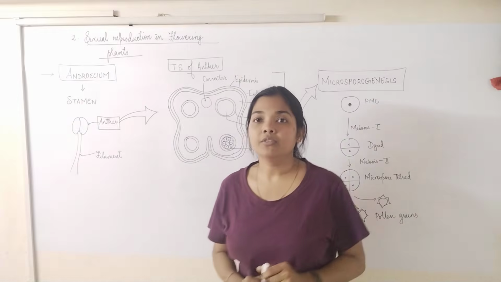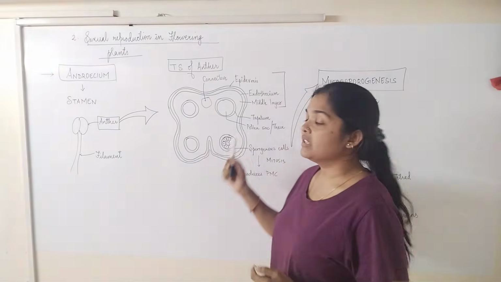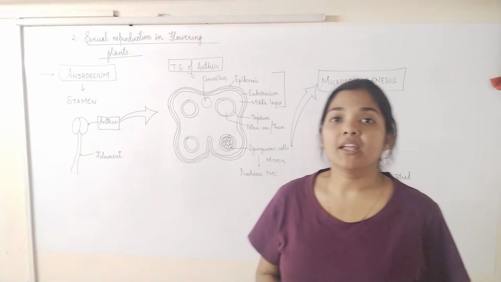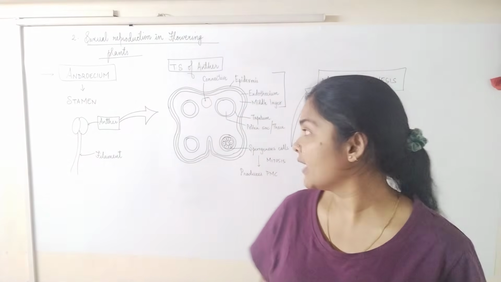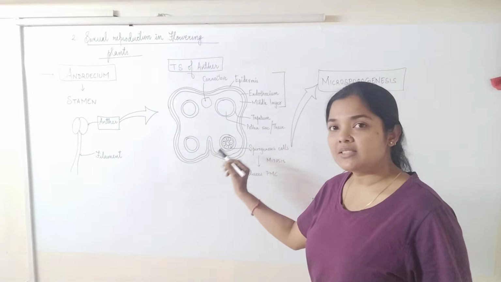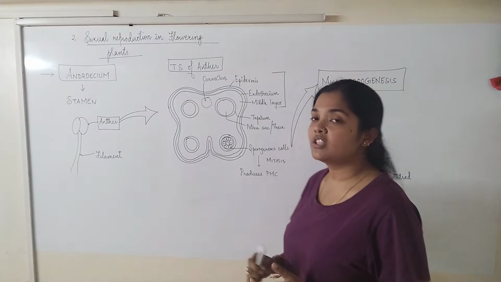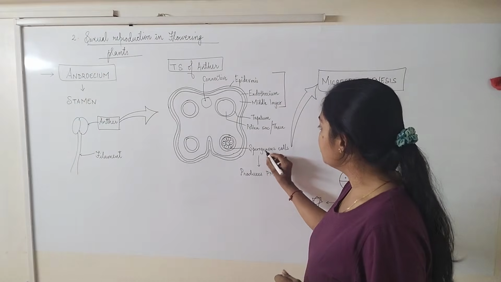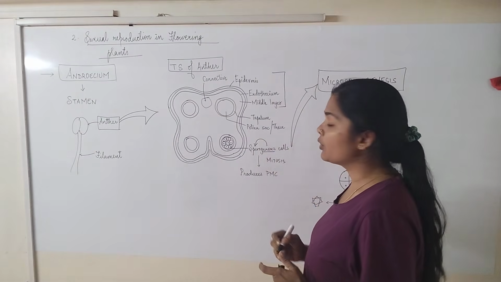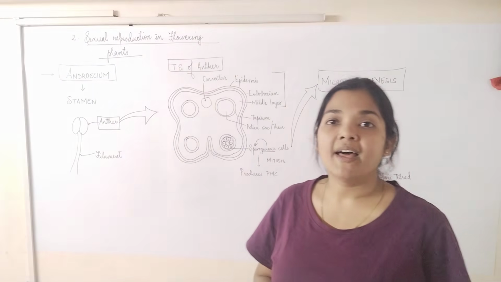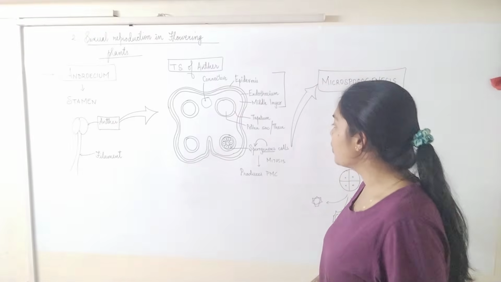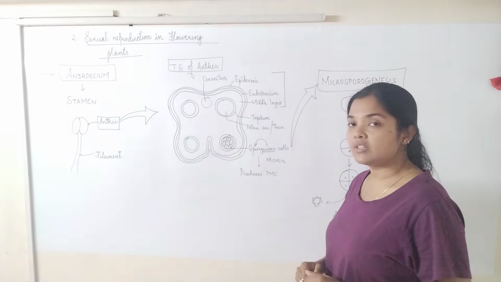Tapetum has an important role to play. The tapetum is the innermost layer surrounding the pollen sac, and it helps in providing nourishment to the developing pollen grain. Next, within the pollen sac, you can see several cells present. These cells are called porogenous cells. The term 'genous' stands for production. What do they produce? They produce spores, which we call microspores in the case of the male part. So microspores are being produced by these porogenous cells.